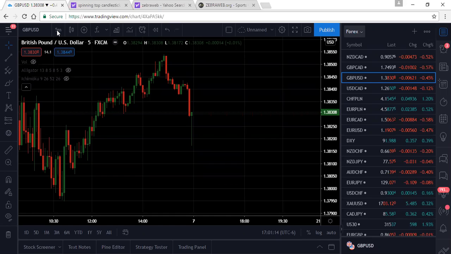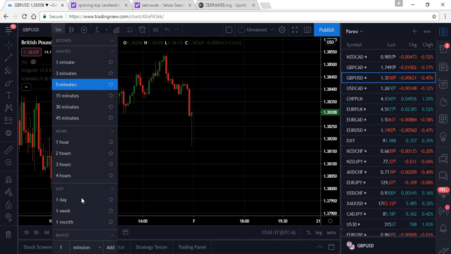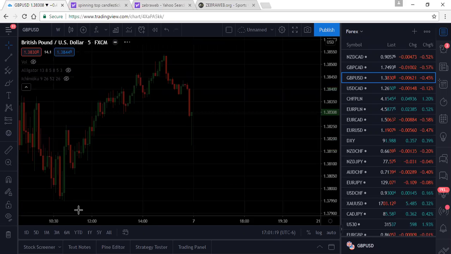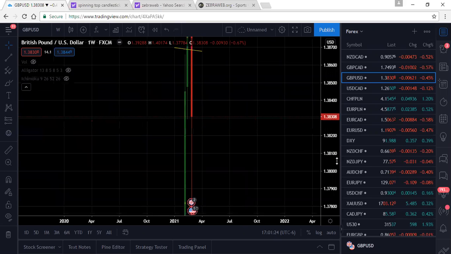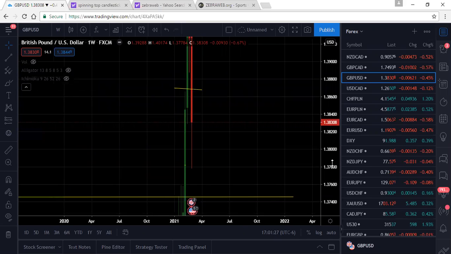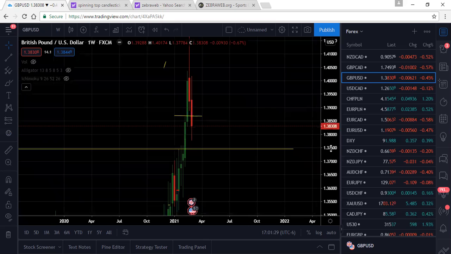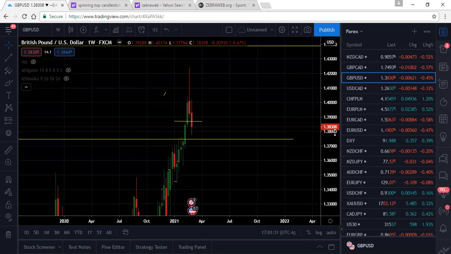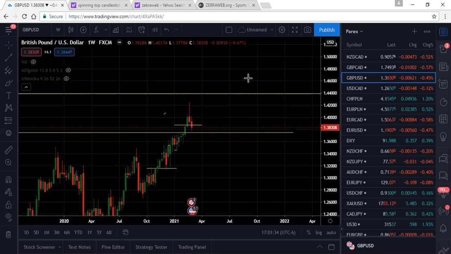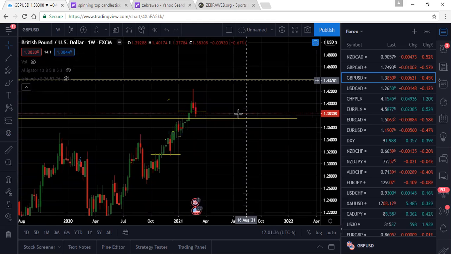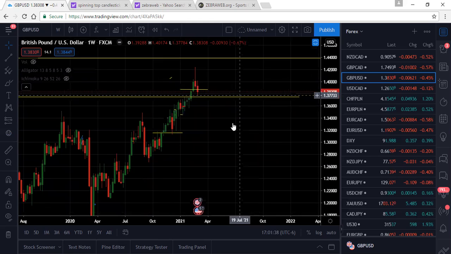So the first thing that I always do is I find the overall trend, and you can do this by looking at the weekly or the monthly time frame. So here we have GBP USD. And as you see, we're on an uptrend, right? Nice bullish trend, as you see here.